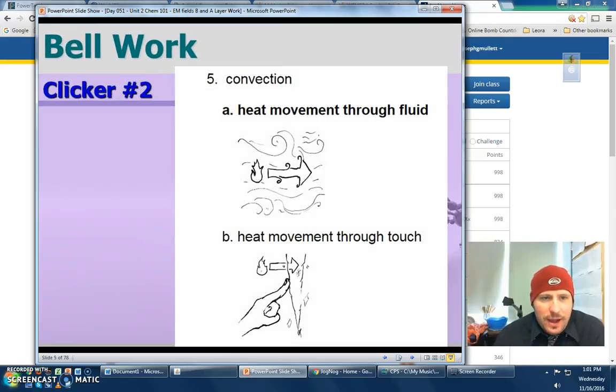Convection. It's either A, heat movement through a fluid, or B, heat movement through touch. Guest teacher or student that's back here at the computer, if you could pause the video, please.